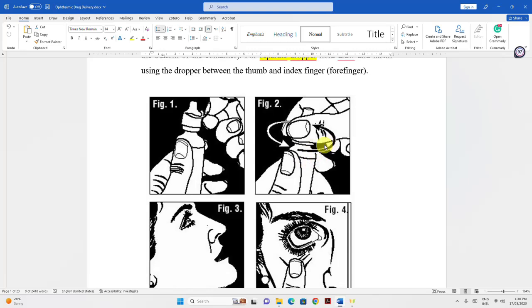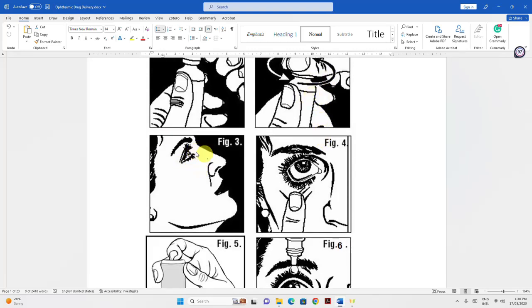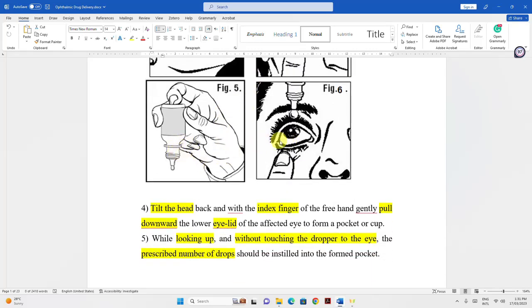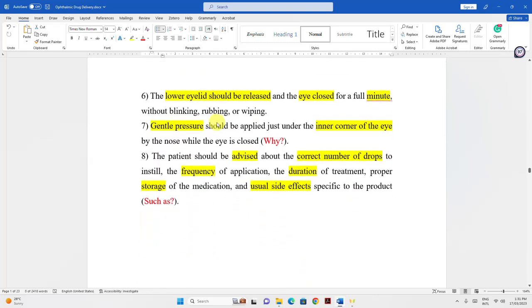So you open it, and after that you tilt your head up, and then you see here, look up, and pull down the lower eyelid, and then dispense the prescribed number of drops into the eye here. After that, release this lower eyelid, okay, and keep your eye closed for 1 minute. During this time, press on this side of the eye, inner corner of the eye, in order to prevent the fluid from getting drained through the tear duct. Okay, this is the way you do it.